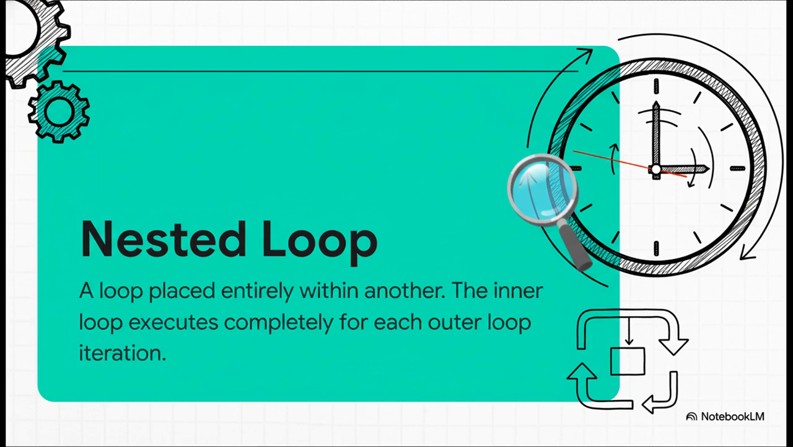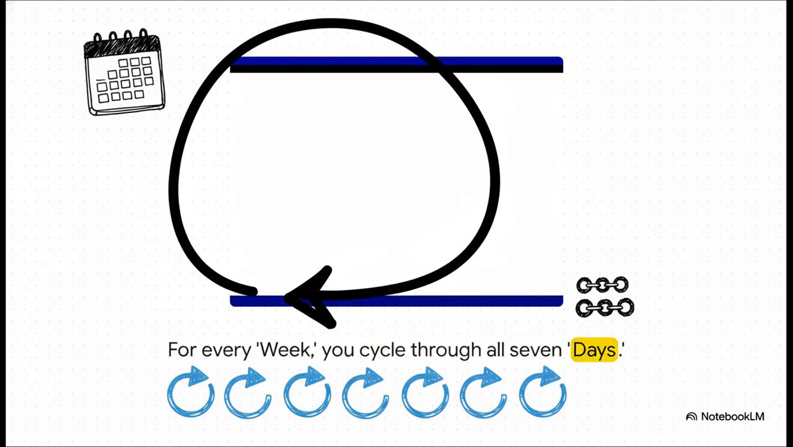Just think of a clock. For every single tick of the minute hand, that's our outer loop, the second hand, our inner loop, has to tick a full 60 times. This diagram shows it perfectly. So the outer loop starts and does one step. For that one single step, the inner loop has to run completely, start to finish. Only when that's done can the outer loop move on to its second step, which then triggers the inner loop to run all over again. It's an amazing way to work with more complex data or create some really cool patterns.